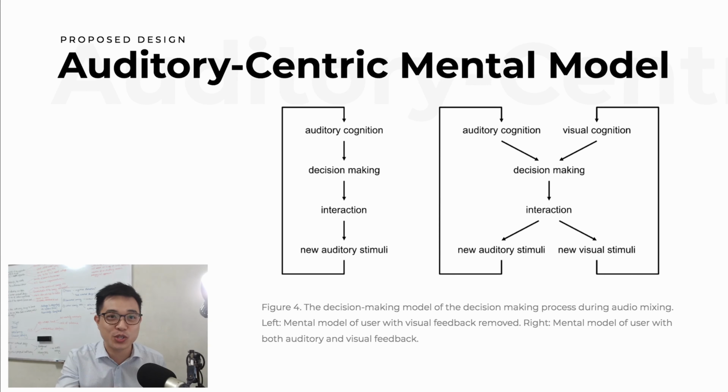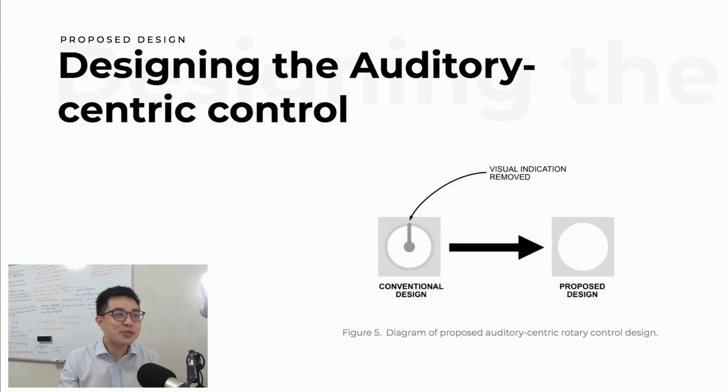But it's a very big challenge to close your eyes and use the computer, right? You can't see. So we need to figure out a new way of doing things. How can you see something but not see something? So my idea is to first approach it by designing what I would define as an auditory-centric control. The conventional design is based off a rotary knob, and then I have a proposed design over there.